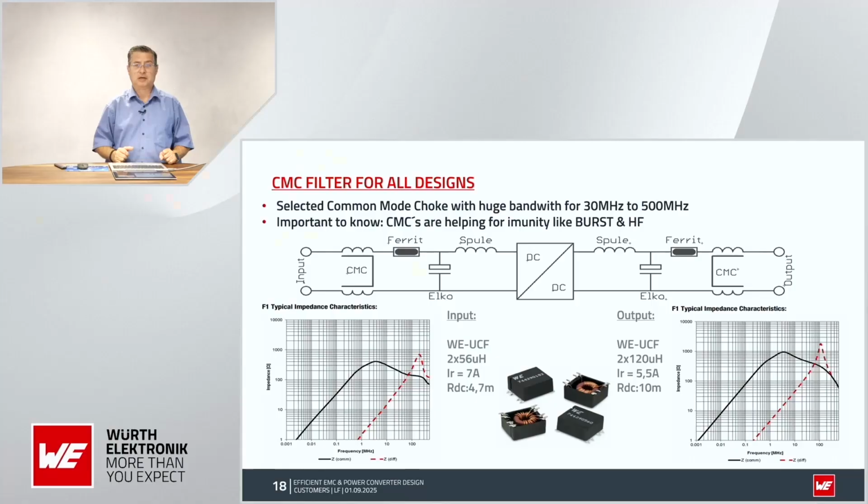So I will choose a 56 microhenry, most bandwidth with 7 amp input, and I will use a 120 microhenry inductance for the output common mode choke. My current is 5.5 maximum rated current for the common mode choke. It looks fine. I will use that combination.